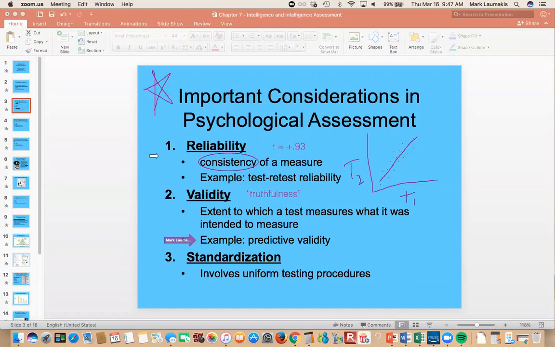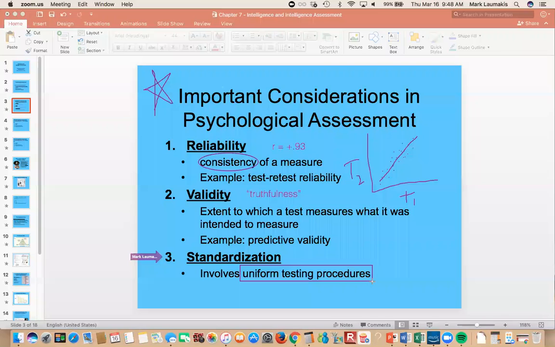Okay, so we've got reliability, it's consistency, we've got validity, it's truthfulness, and probably just as important for these formal, rigorous, and again, to some degree, rigid approaches to psychological assessment, we need to have standardization. What does standardization mean? It means using what we call uniform testing procedures. In English, that means treating everyone who takes this test in exactly the same way.